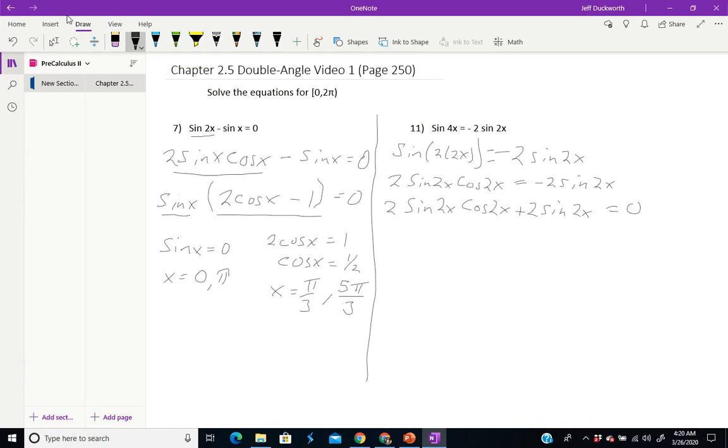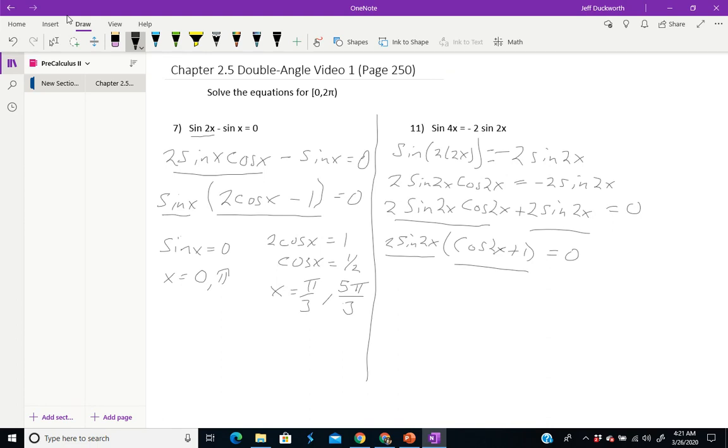So again, very similar to the other problem, I have a sum of two things, which I need to make a product. I have a commonality of the sine of 2x here, so I'm going to just factor that out. In fact, I'm going to factor out 2 sine of 2x because that won't matter in what we're doing here. And so that's going to leave me with cosine of 2x plus 1, and all of that equals 0. So now I'm good if either this piece equals 0 or this piece equals 0.